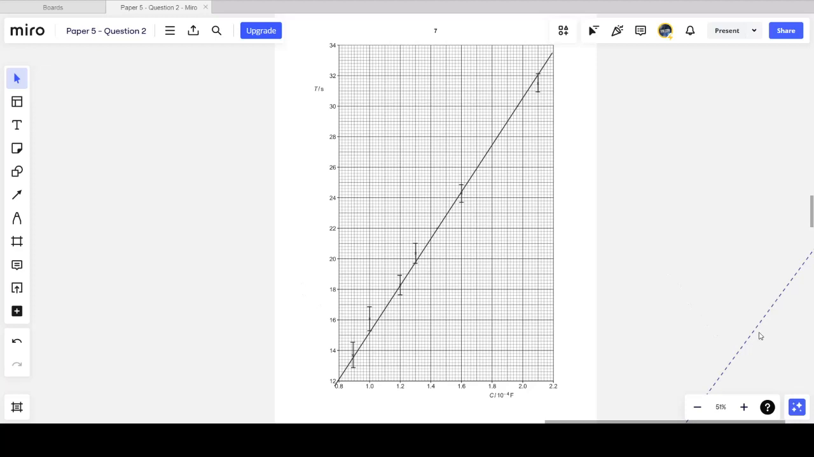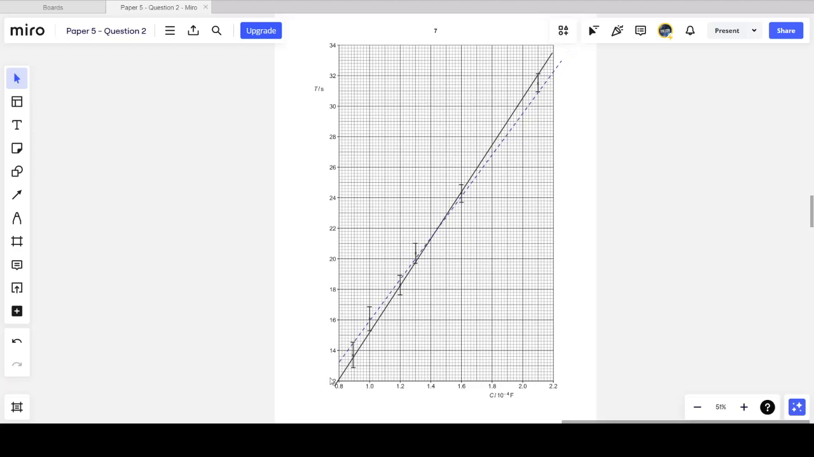And once I plot the line of best fit, I have to plot the worst acceptable line. So this is going to be the steepest or shallowest line that is going to pass through all of the error bars. Usually what we do is we draw a line from the bottom of the top error bar to the top of the bottom error bar, or vice versa. So in this case, what I've done is I've drawn it from the bottom of the error bar at the point at the top through to the top of the error bar of the point at the bottom.